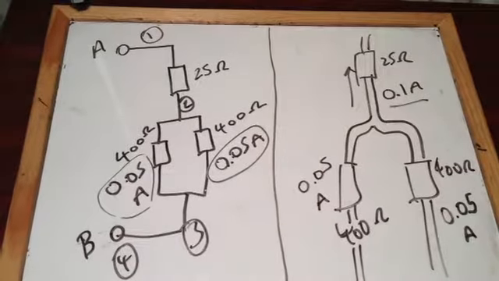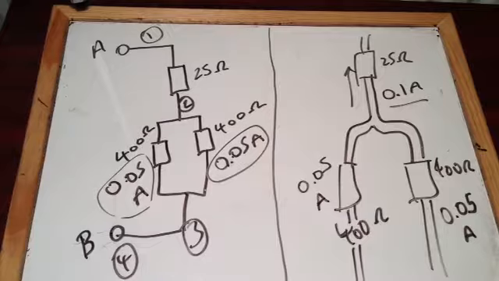If we reiterate, the question said, calculate the current going through the 25 ohm resistor.